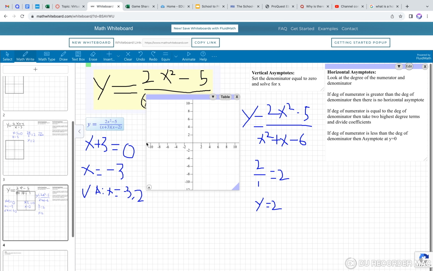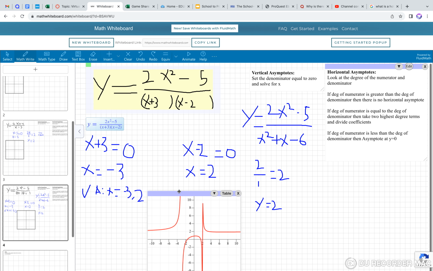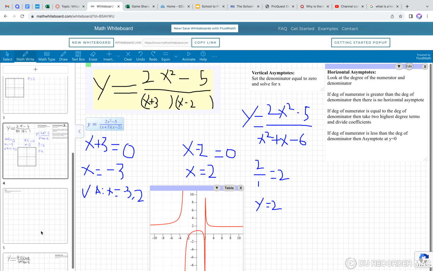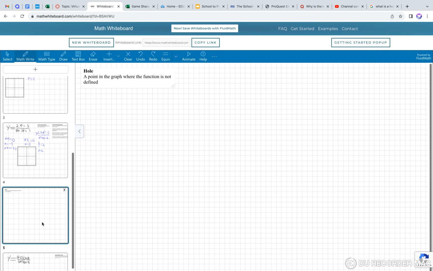Alrighty, let's see if we were right. Let's move this down. So we can see here there is a horizontal asymptote once again at 2. We got that right. And a vertical asymptote at x equals 2, correct. And a vertical asymptote at -3. Boom, correct.